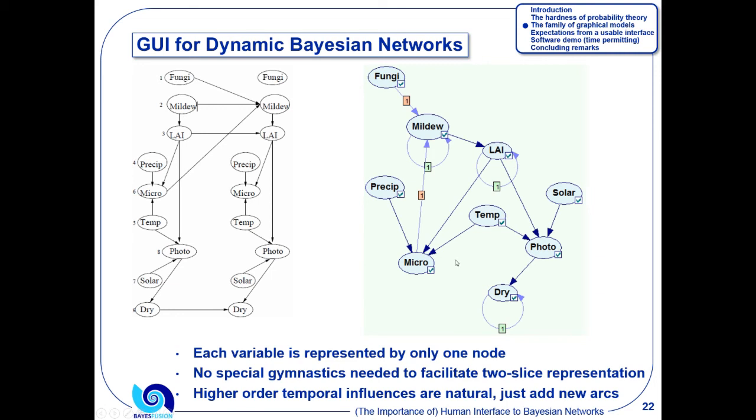No special gymnastics needed to facilitate the two-slice representation. You can see it in the layout. We don't need to flatten it to make it easier to see the temporal arcs. We just use whatever layout is handy, useful, understandable. Higher order influences means just new arcs within the same set of variables.